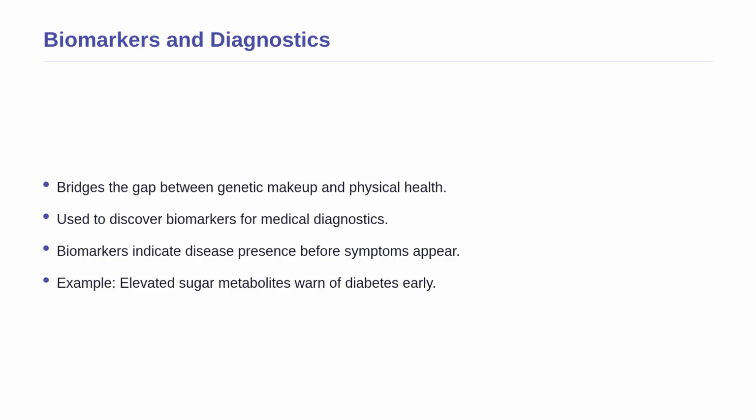Understanding this dynamic profile is absolutely critical because it bridges the gap between our genetic makeup and our actual physical health. In the real world, metabolomics is heavily used in medical diagnostics to discover biomarkers. These are specific molecules that indicate the presence of a disease long before any physical symptoms appear. For instance, elevated levels of certain sugar metabolites in the blood can serve as an early warning sign for diabetes, allowing doctors to intervene much sooner than if they relied on genetic risks alone.